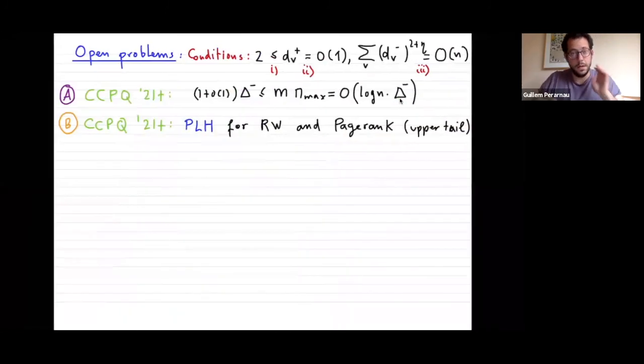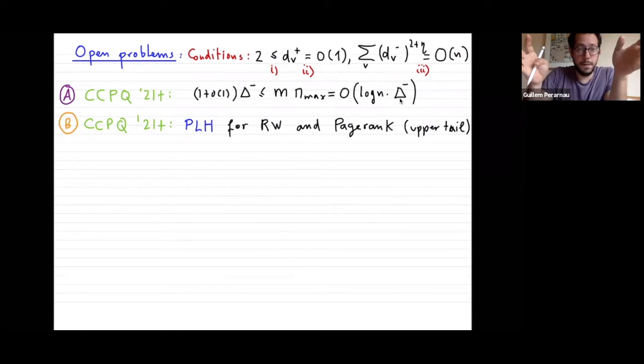So let me finish with just a recap of the results I gave, and also with some open problems. Let me remind you about the conditions we had. We wanted our out degrees to be between 2 and a constant, so they are all constant, at least 2. And also we had this third condition that was bounding the 2 plus eta moment of the indegrees. And what we prove is that under these conditions, your pi max multiplied by m is essentially the maximum degree with a bit of fluctuations, both fluctuations being tight.